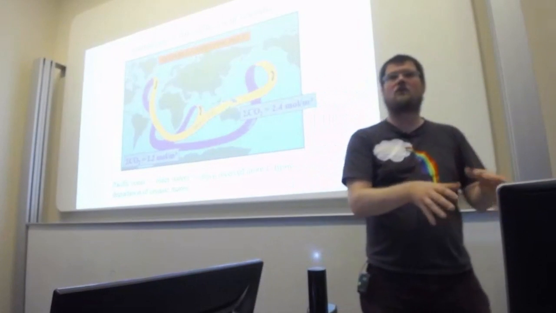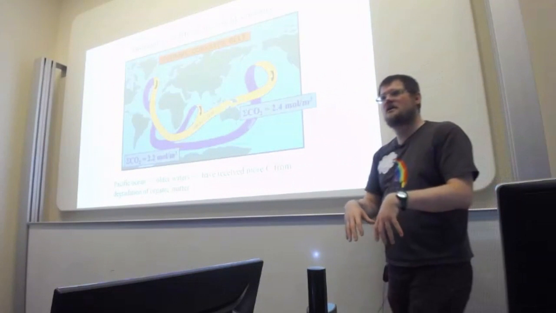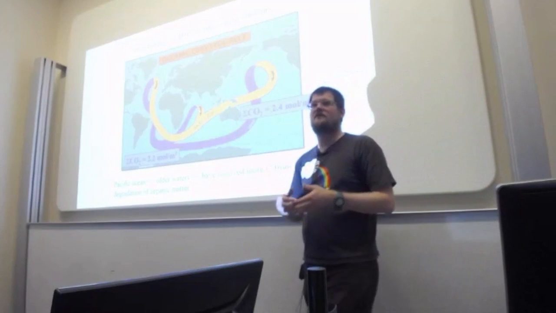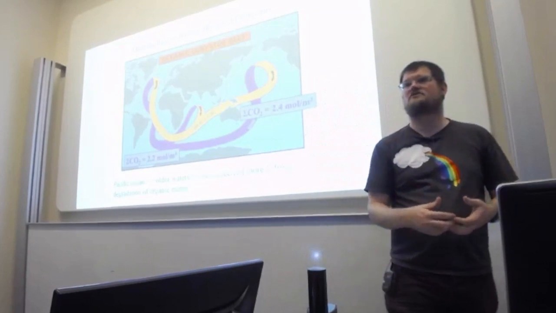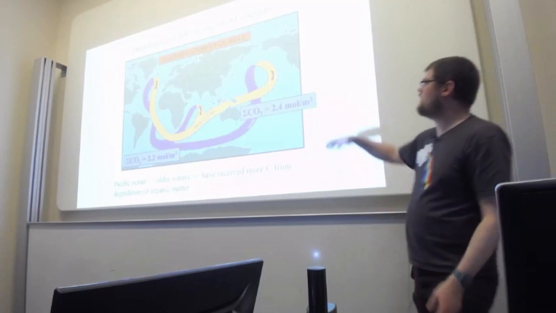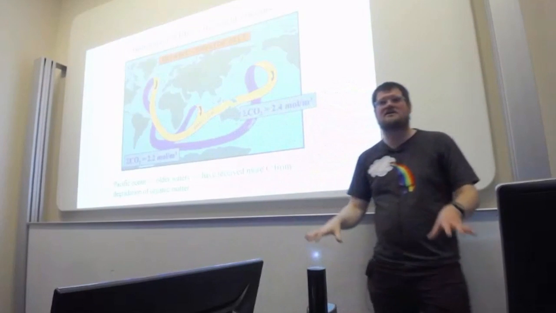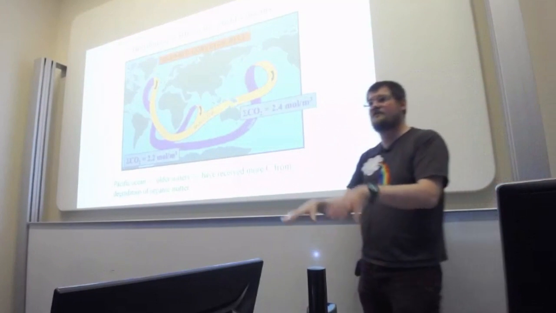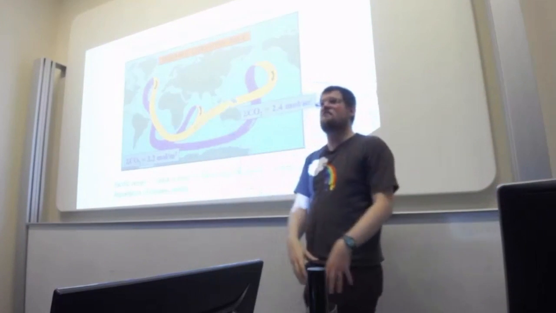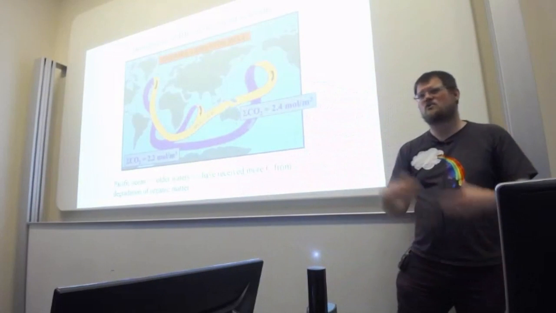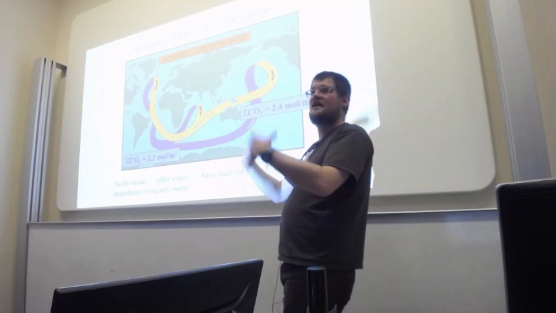So the longer water is isolated from the surface, the higher its concentration of carbon and the lower its pH. Okay? So if we could slow down ocean circulation, if we could make it really sluggish and slow, the water would stay in the deep ocean for a long time and it would accumulate more carbon, okay? Which would mean that there would be less carbon to go into the atmosphere.